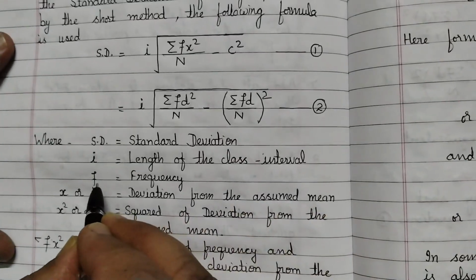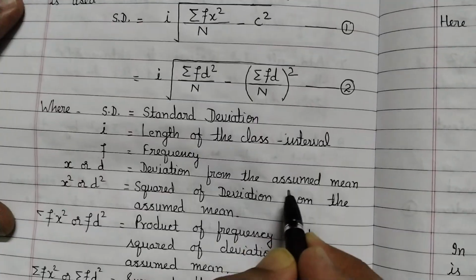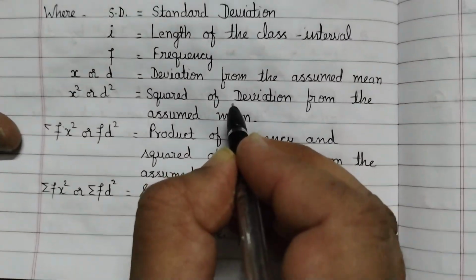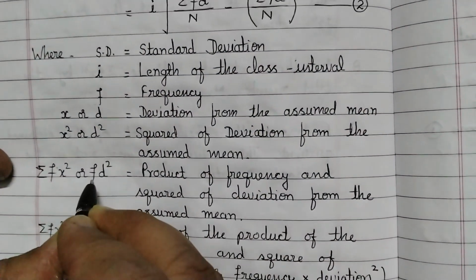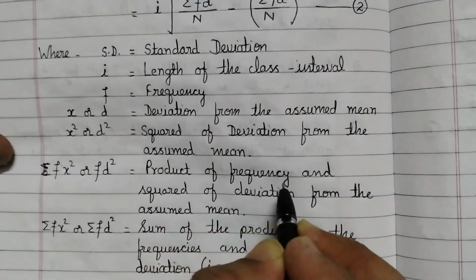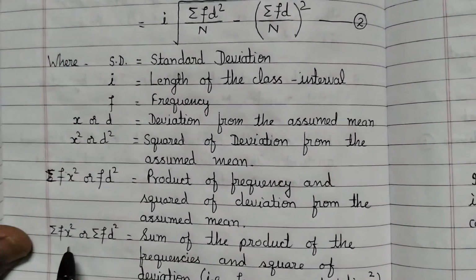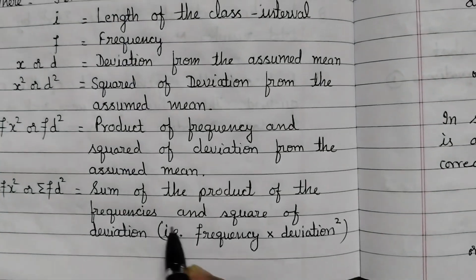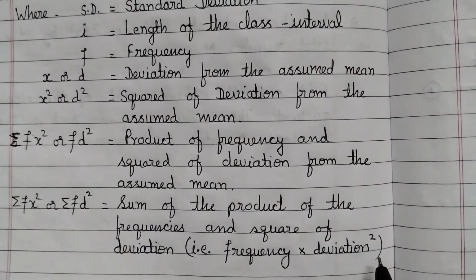of class interval, f means frequency, x or d means deviation from the assumed mean, x square or d square means squared deviation from the assumed mean. Summation fx square or summation fd square is equal to the sum of the product of the frequencies and the square of deviation, that is frequency multiplied by deviation square.